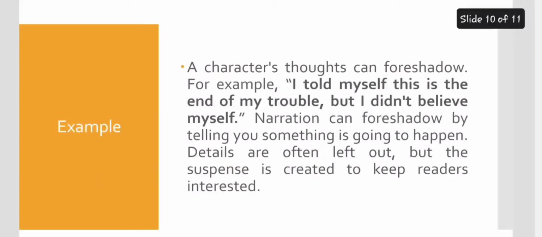The example that I've used here is that a character's thoughts can be foreshadowed. For example, I told myself that this is the end of my trouble, but I didn't believe myself. And the narration can foreshadow by telling you something that is going to happen. Some details are obviously left out, but the suspense is created to keep readers interested.